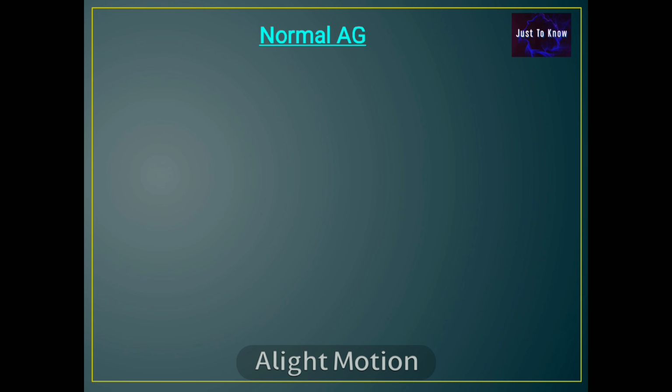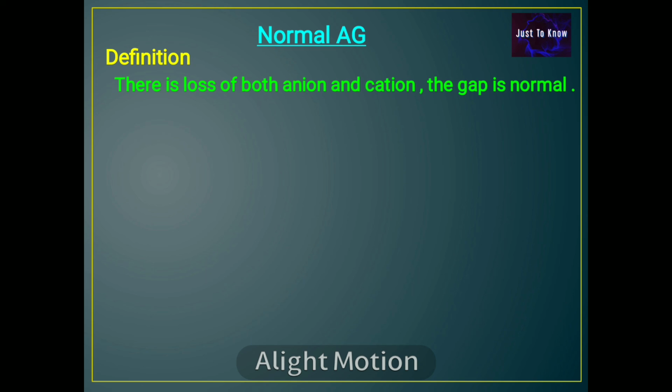Third type, normal anion gap. In normal anion gap, there is a loss of both anion and cation. Hence, the gap is normal.